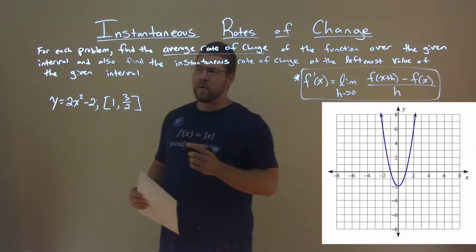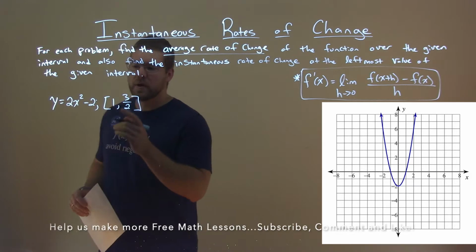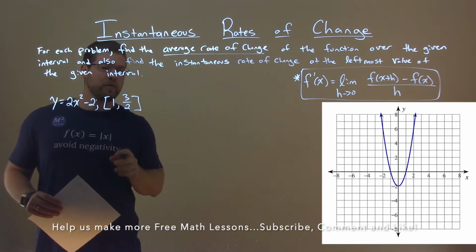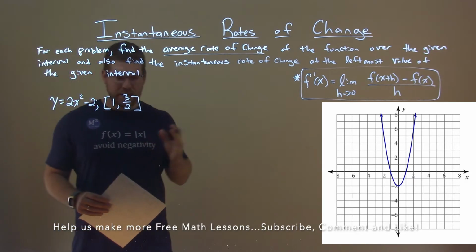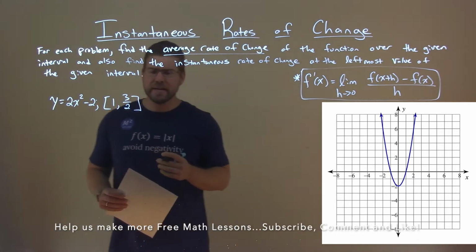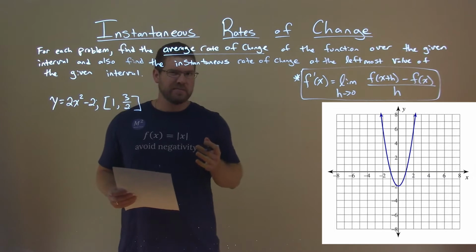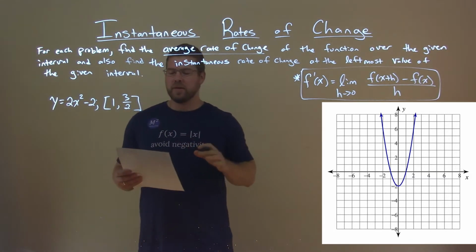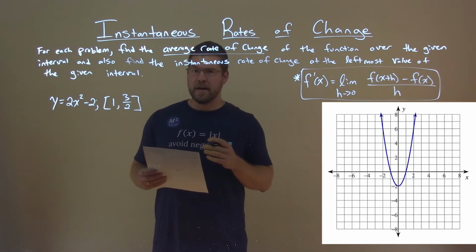We're given this problem right here. Y equals 2x squared minus 2, and we want to find the average rate of change over the interval from 1 to 3 halves. Now, we have our graph here to show. We see it's a parabola. Now I'm going to put the graph away for a moment, and we're going to try to do all the math there and then look at it again at the end.